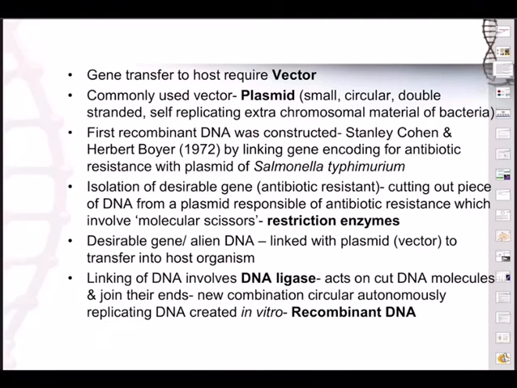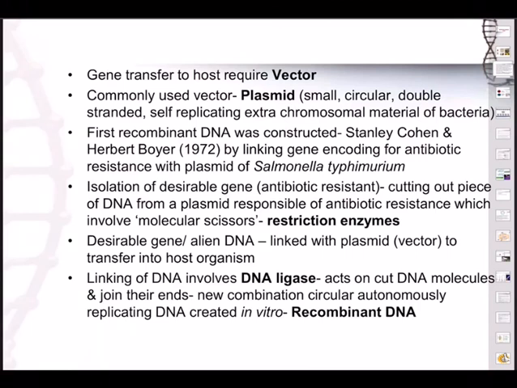Isolation of desirable genes, that is, what is the gene that we wanted? Antibiotic resistant. And cutting out a piece of DNA from a plasmid responsible for antibiotic resistance, that involves molecular scissors. Now see, whenever we want to cut something, we require scissors. But here, what is it that we have to cut? DNA, a portion of DNA. So naturally they are called molecular scissors. DNA molecule is to be cut. So who will act as molecular scissors? Restriction enzymes.